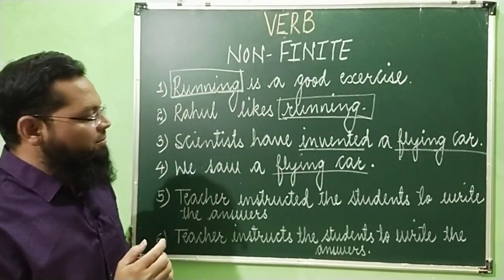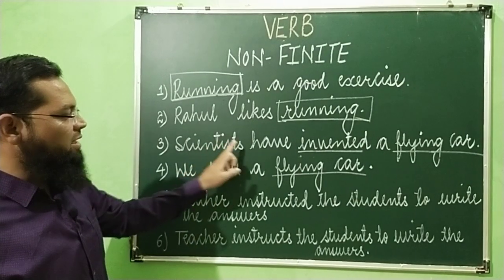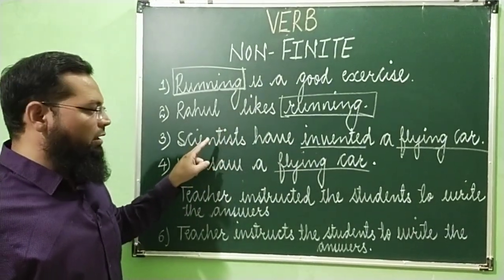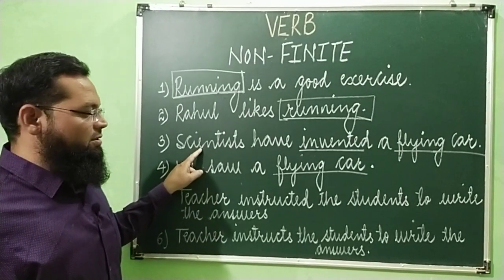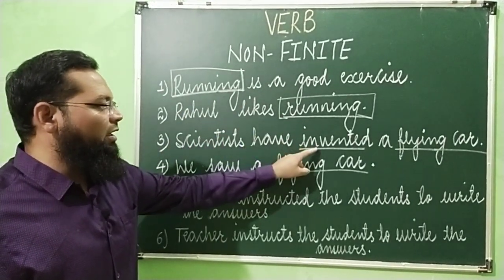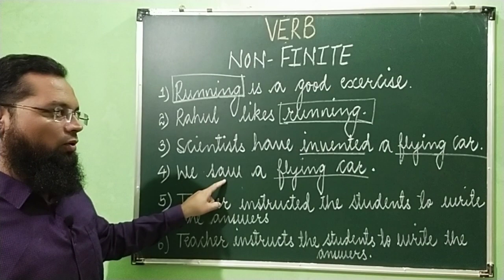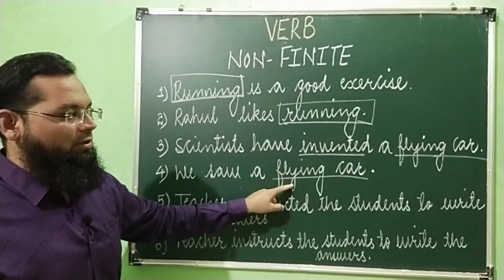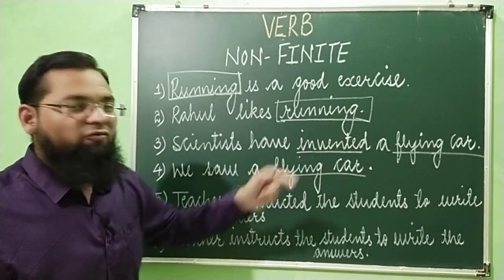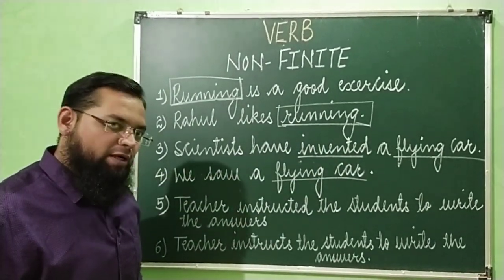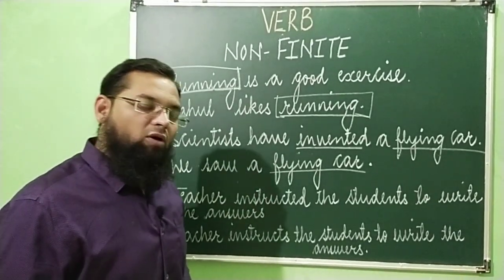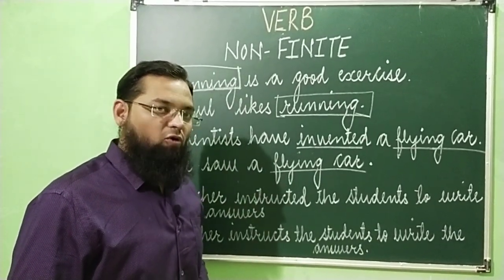Just make a comparison between the two sentences. Scientists have invented a flying car. Which tense is it? It is present perfect tense. What is the verb here? Invented. And what is the verb here? Saw. Here flying is used as a present participle, and in that sentence also flying is used as a present participle. Non-finite verbs never change their form.